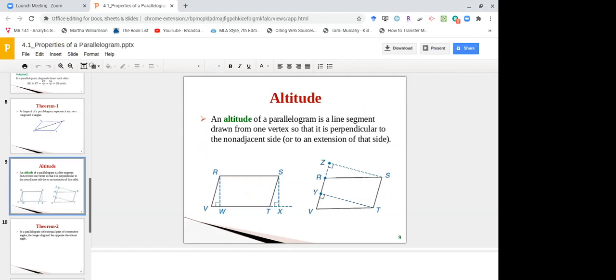So sometimes, as in the first example right here, your parallelogram is in black, and you have to extend the side to make a perpendicular. That's perfectly okay to do as long as the extension you make is perfectly straight and your altitude is perpendicular to that.